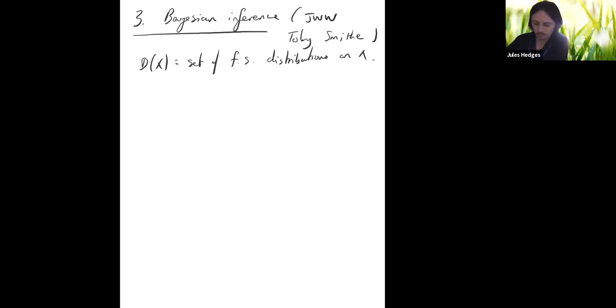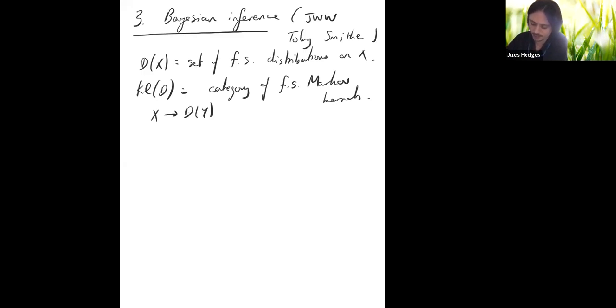The Kleisli category of this is the category of, it goes by a few names, but finite support Markov kernels. Because a function from X to D of Y is the same as a function from X times Y to [0, 1], satisfying some conditions. So essentially this is a distribution on Y conditional on X. And these things compose by essentially matrix multiplication.